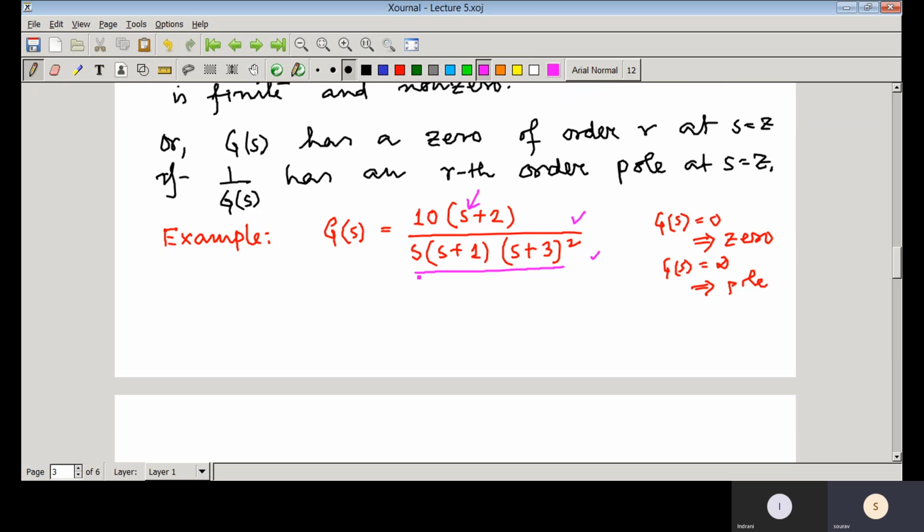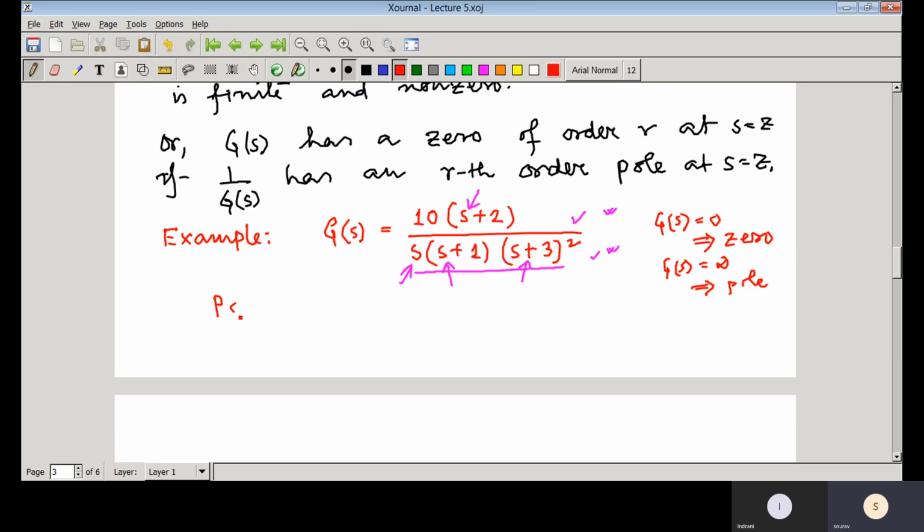And what are the pole locations? So one pole is at 0, that is a finite pole. Another pole is at minus 1, and another 2 poles are at minus 3, minus 3. So minus 3 is a pole of order 2. And from here you can see that in this type of rational function, the number of poles is equal to the number of zeros. But let us first write it, then I think it would be very clear.